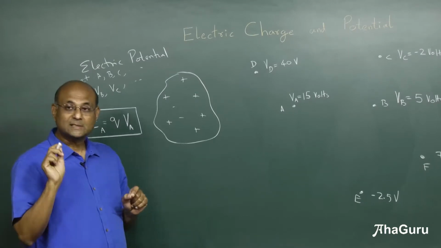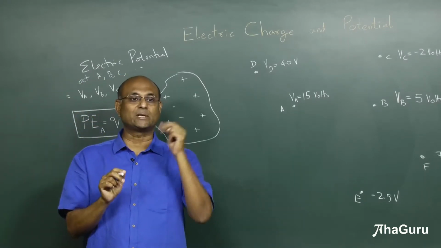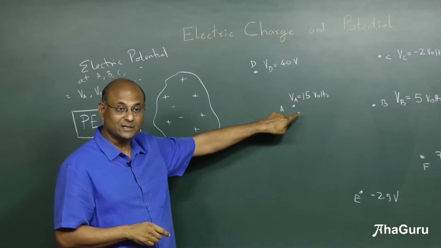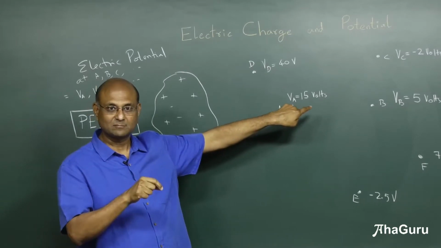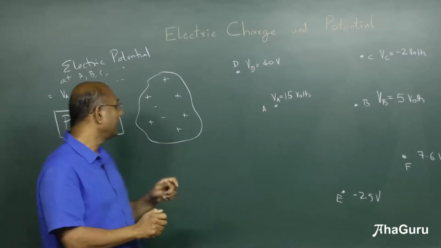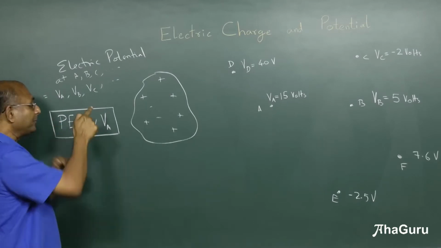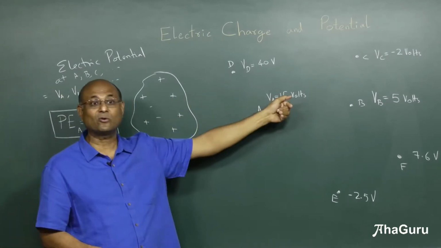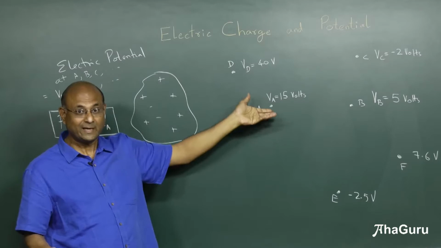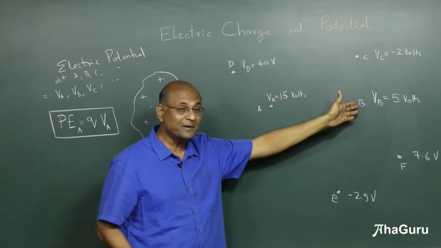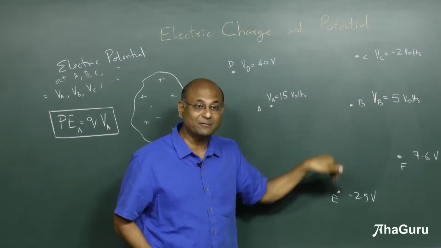Remember, we discussed that potential energy depends on two things. It depends on location and it depends on charge. It's actually a product. It depends on the charge and it depends on the value at that location. Does VA depend on where is A? Yes, of course. Because at a different place you have a different number.